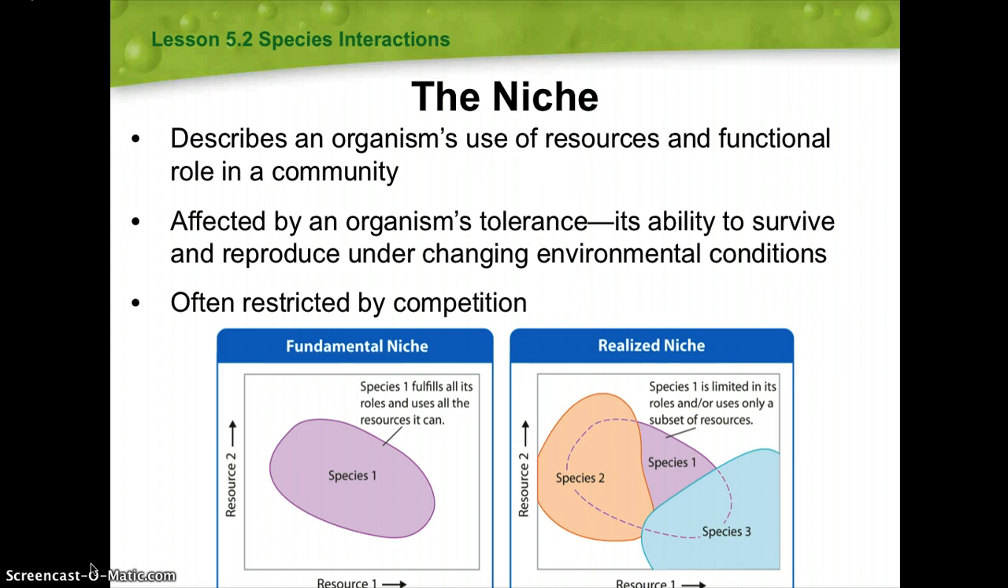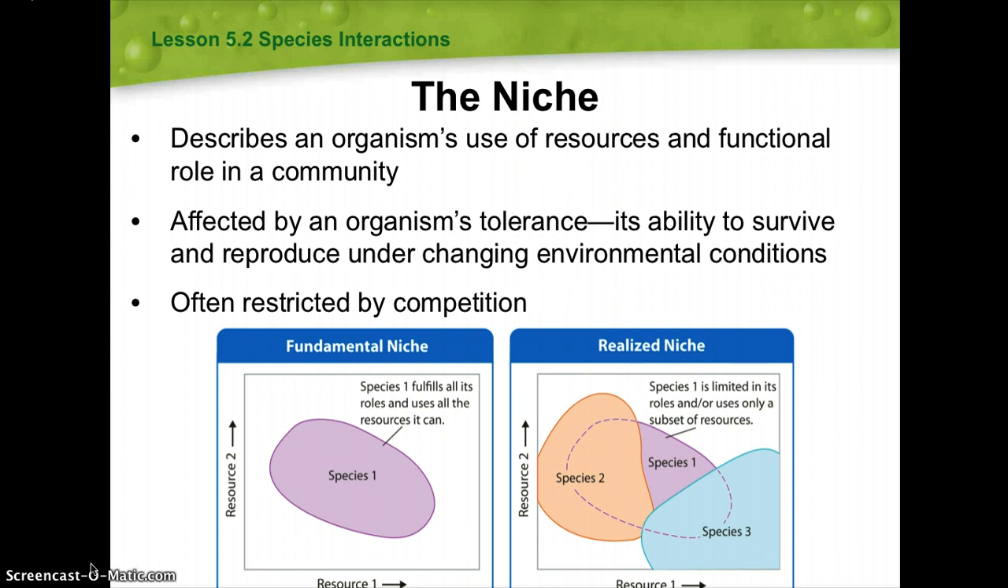There is the fundamental niche. In the fundamental niche, you have two resources: if you look at the x-axis, you have resource 1 in the graph, and on the y-axis, you have resource 2. In a fundamental niche, species 1 fulfills all its roles and uses all the resources it can. But that's fundamental, so that's what we would like to think would occur.